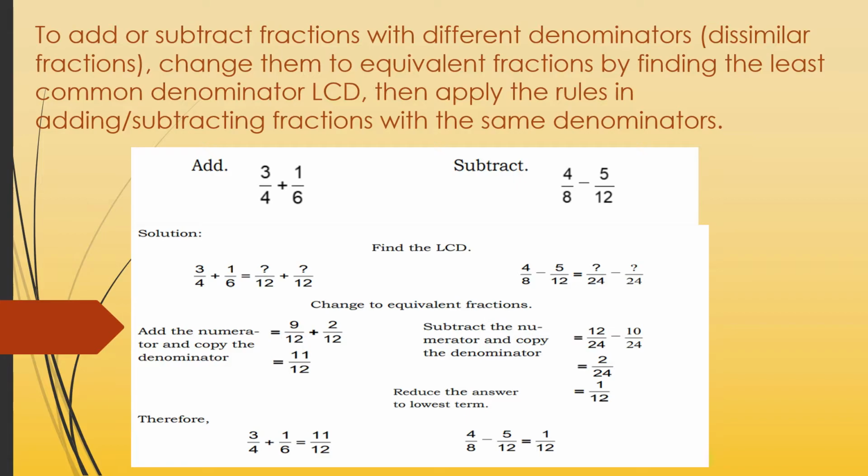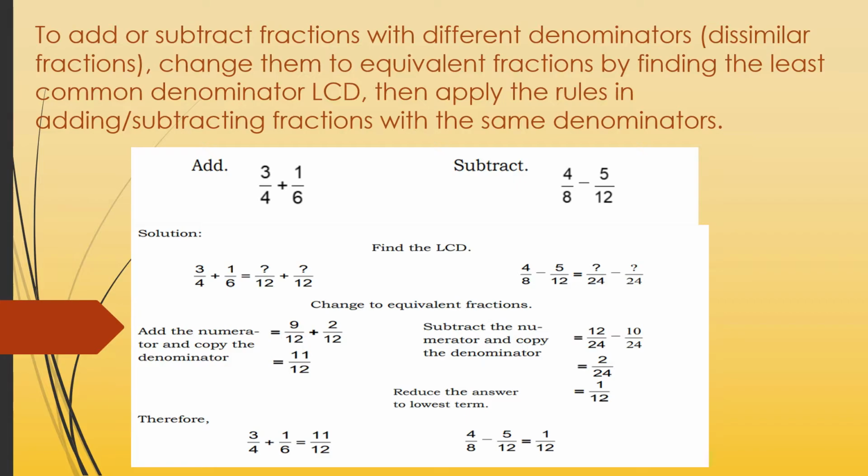As you can see, they are now similar fractions. So let us now add the numerators. 9 plus 2 is equal to 11. 11 and 12 do not have a greatest common factor, so our final answer here is 11 over 12. Next, let us have the second example: 4 over 8 minus 5 over 12.